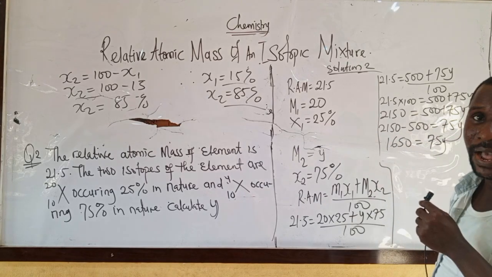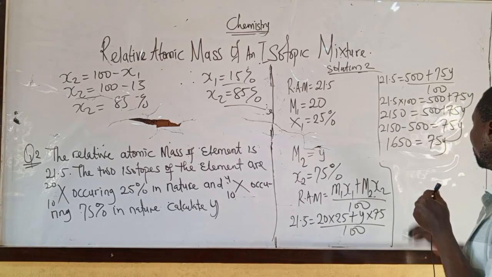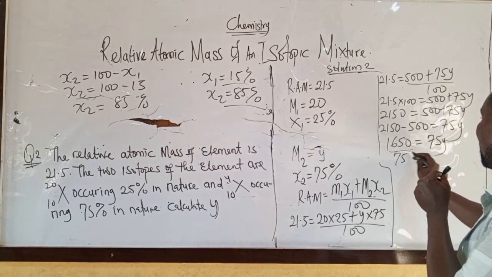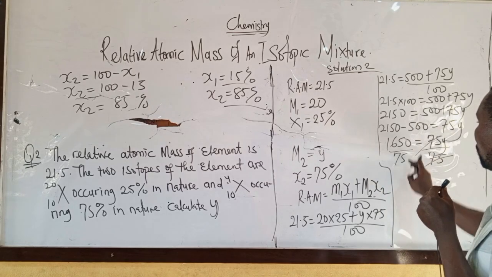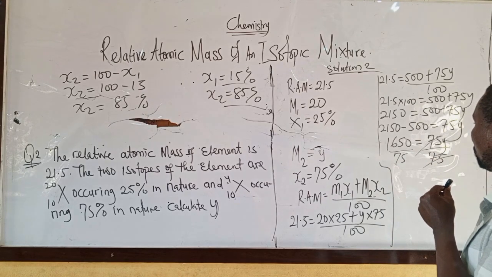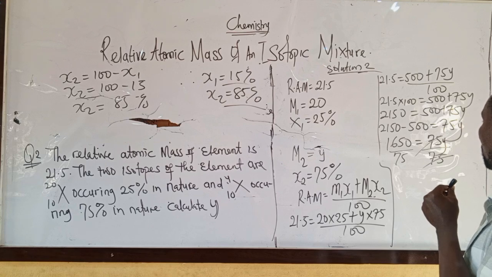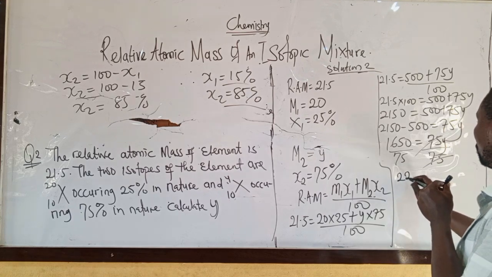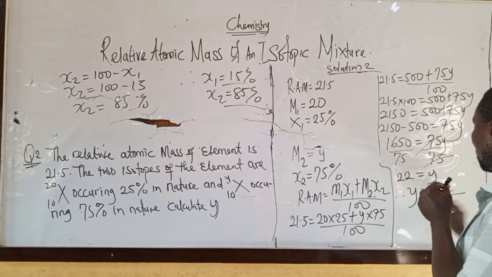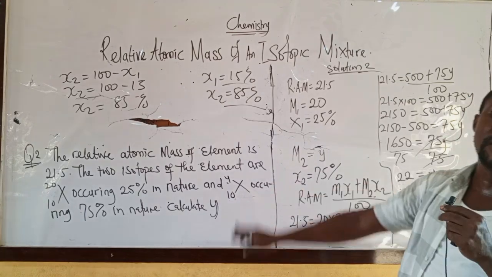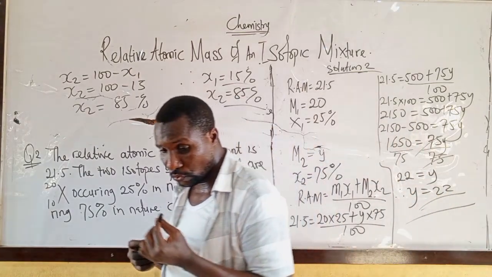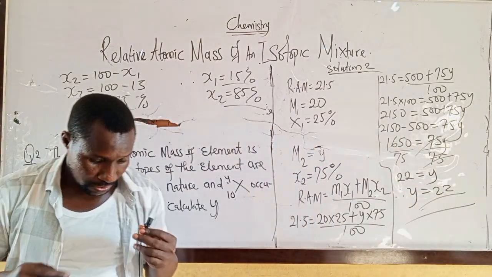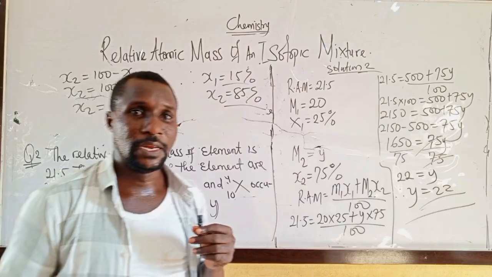I'm looking for y, so divide both sides by 75. 1650 divided by 75 gives 22, so 22 equals y. Therefore, y equals 22. That means the mass number of the second isotope is 22. Let's go to the next question.